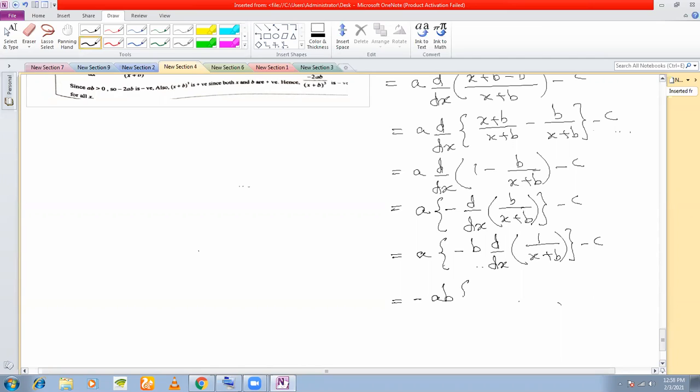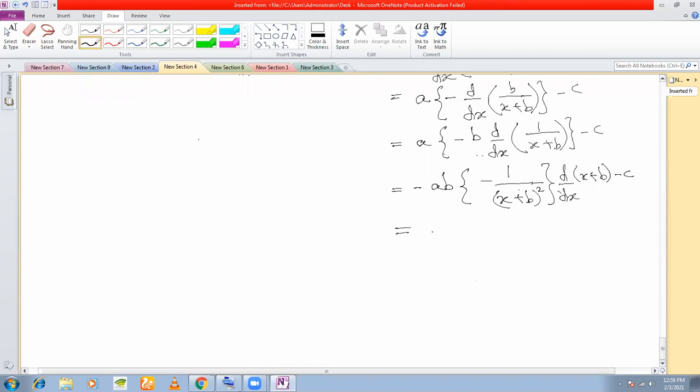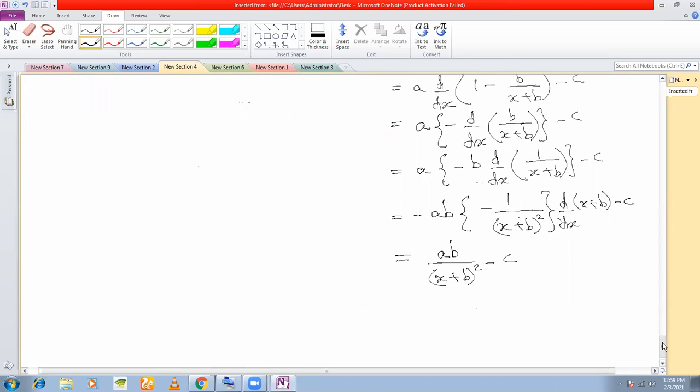And what is d/dx of 1 by x plus b? It is minus, what is d/dx of 1 by x? It is minus 1 by x square, isn't it? Into the d/dx of x plus b. Right? If you remember from your differentiation. Then this minus and minus combines to become simply plus ab. And d/dx of x plus b is 1. So you simply get ab by (x plus b) whole square minus c. Right? So this is your marginal revenue.